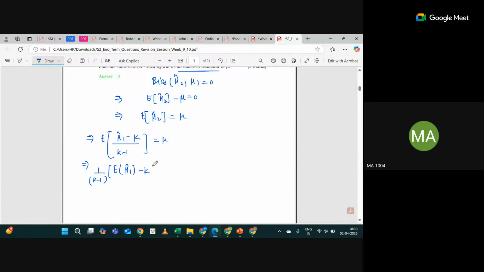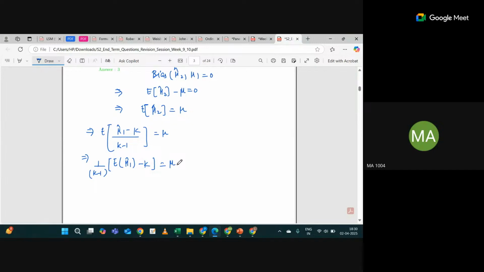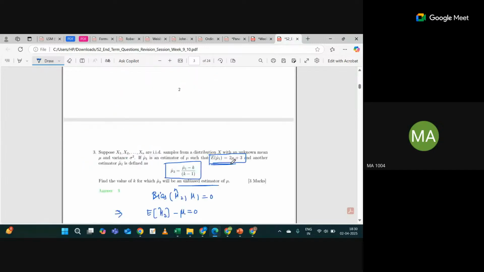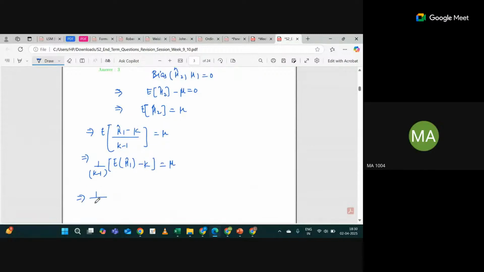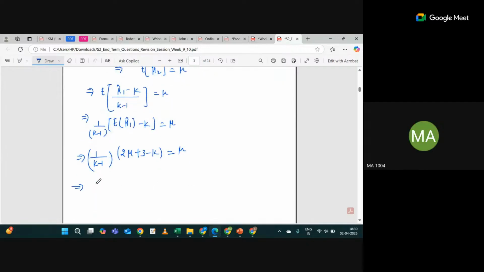Yes or no? Yes, sir. And if you see in the question itself, the expected value of mu1 hat is given to us as 2 mu plus 3, right? So it will be 1 upon k minus 1 times 2 mu plus 3 minus k equal to mu. Would you agree with me? Yes, sir. Now we have to solve this. So 2 mu plus 3 minus k.